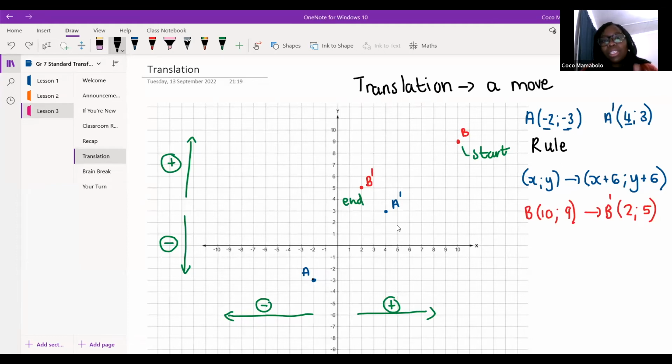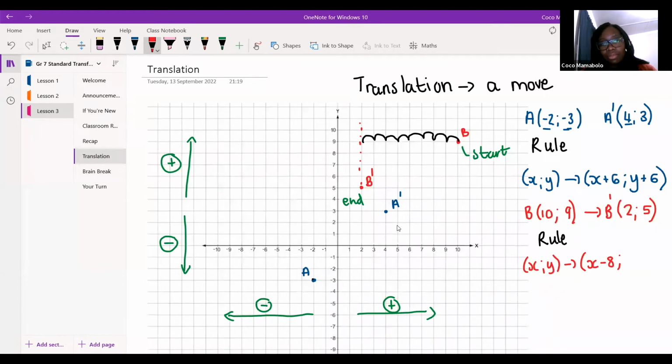Okay, so let's count how many times we need to move left to be just above B prime. 1, 2, 3, 4, 5, 6, 7, 8. We moved 8 times. So guys, tell me, what is my rule for B going to change to? It went from X and Y. And then because I moved to the left, what's going to happen to X? Am I going to minus or am I going to plus? When I move to the left, Yonela, what do I do? Thank you, Kuhle Konke. I need to minus. Good. X minus 8.